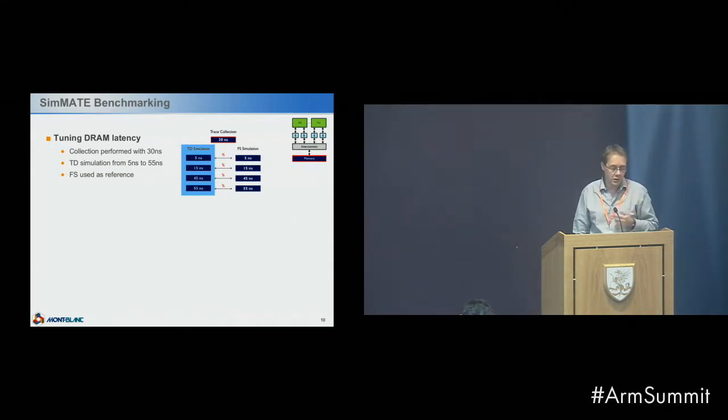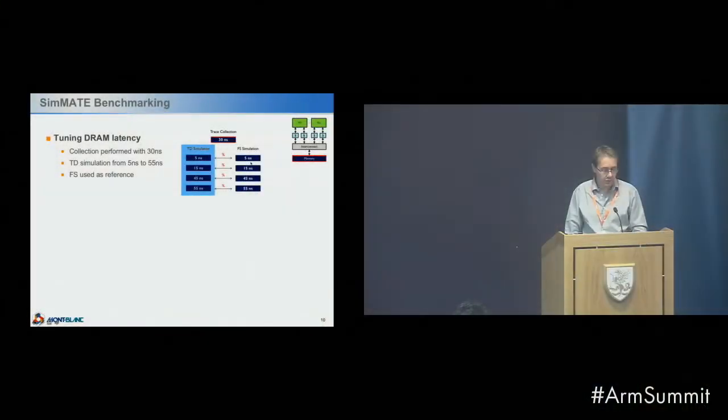You can even change the L2 cache size. So what I'm showing here is an experiment on changing the DRAM latency. We were using at the time, that was the only one available at the time, the simple memory model with 1 unit latency plus a spread kind of parameter. So we did run the trace collection here with 30 nanoseconds for the latency of the external memory. And then we changed only that parameter in trace-driven simulation. And then we always compare that to the full system simulation reference.